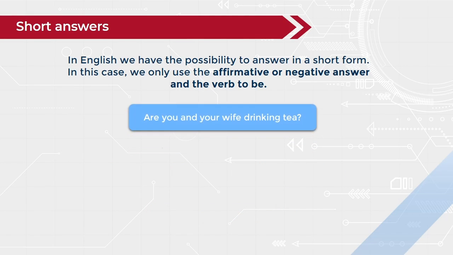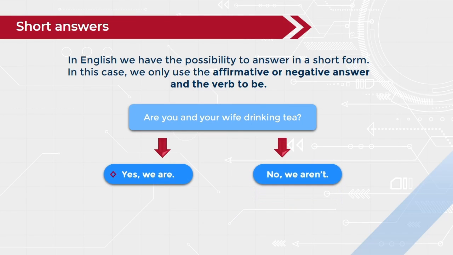And finally, are you and your wife drinking tea? Yes, we are. Or no, we aren't. Note, in short answers, we don't use I and my wife. We use the pronoun we.